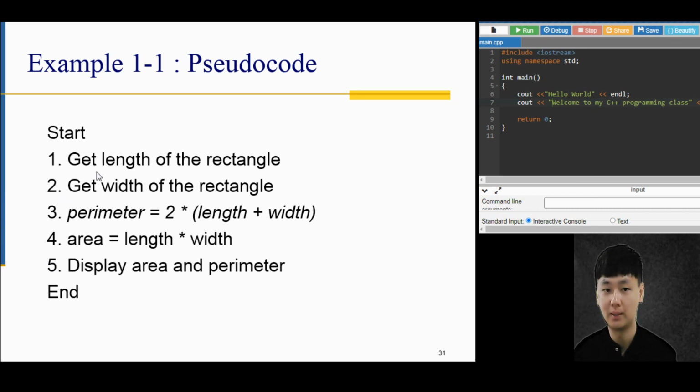The third one: only one instruction per line. You cannot have two instructions in one line. And the last tip is that the instructions follow the sequence. You get the length and the width from the user, then you process your parameters, and you get the result, you display the result.